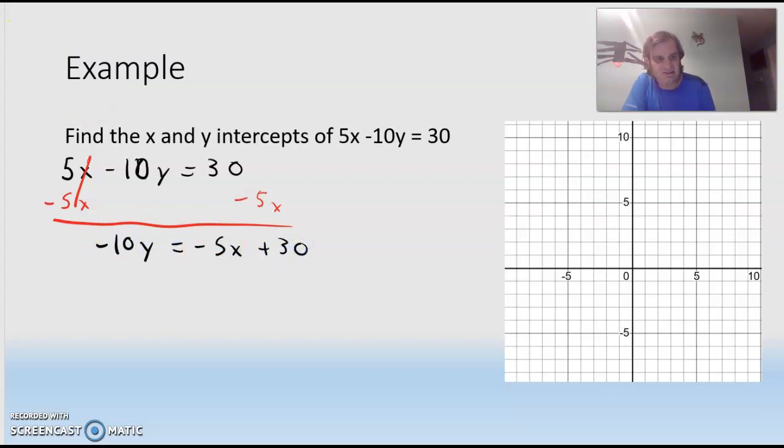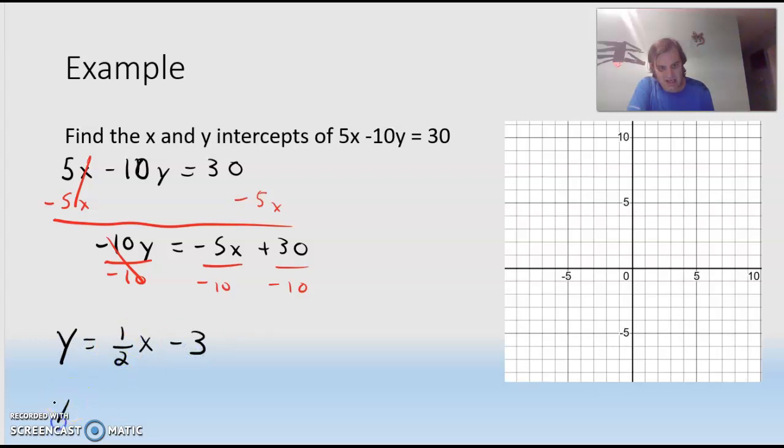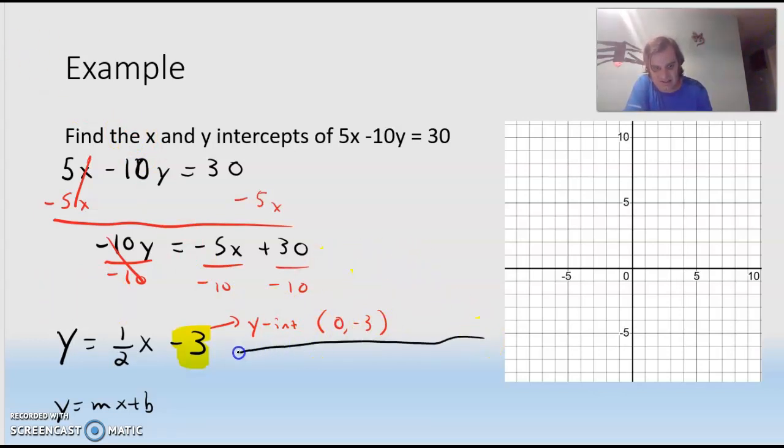And now I still need to get the y by itself. So I'm going to divide everything by negative 10. So when I clean that up, the y equals mx plus b that I get is y equals 1/2x minus 3. And that's going to be my y equals mx plus b here, where my b is negative 3. So right there is my y-intercept. 0, negative 3. But I need to solve, and I didn't leave myself a lot of room here. Let's see if I can squeeze it in down here.